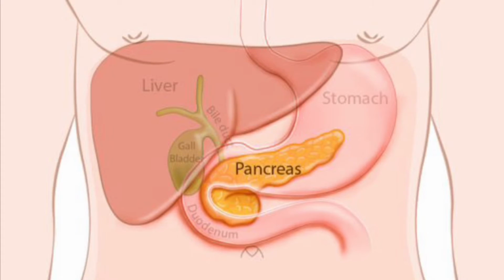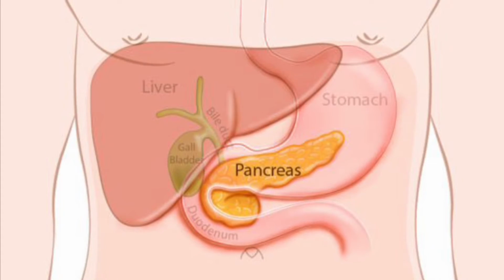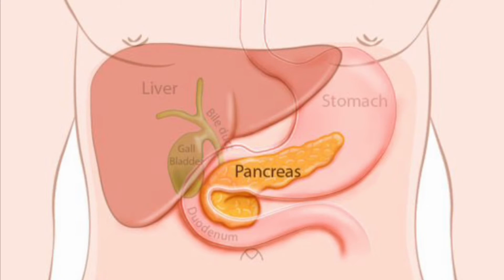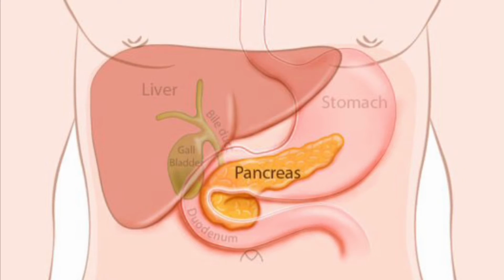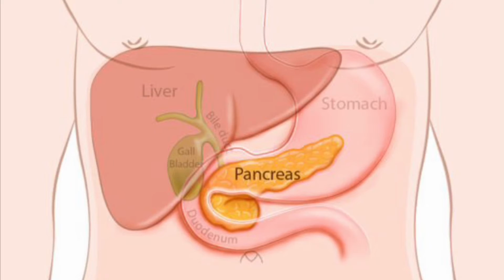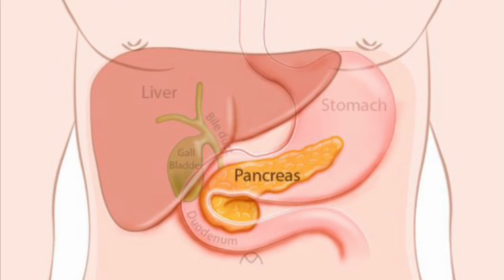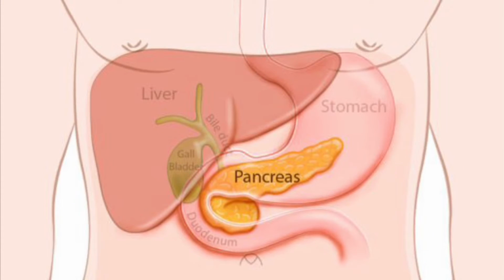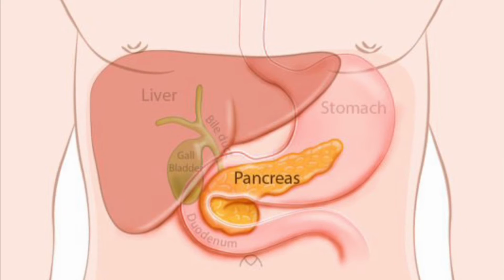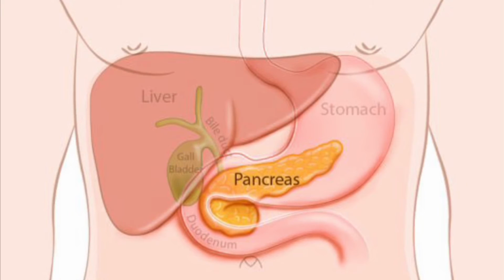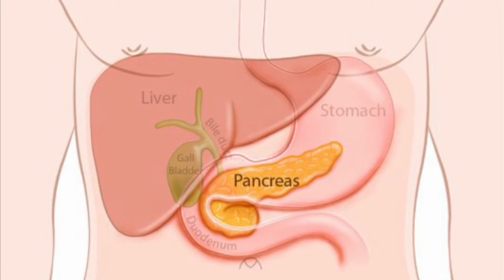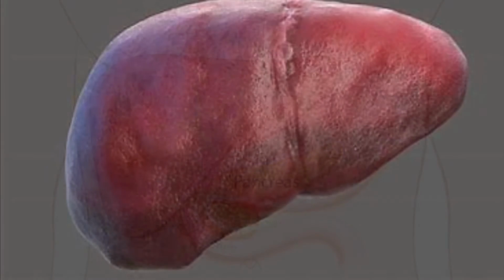The common bile duct originates in the liver and the gallbladder. It produces an important digestive juice called bile. The pancreatic juices and the bile that are released into the duodenum help the body digest fats, carbohydrates, and proteins. What is the liver?